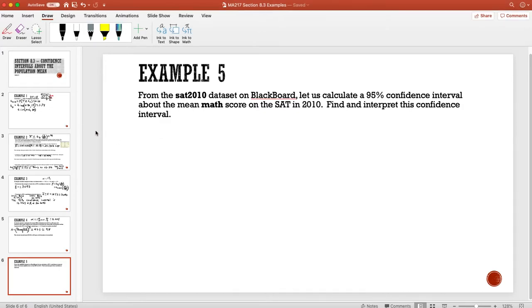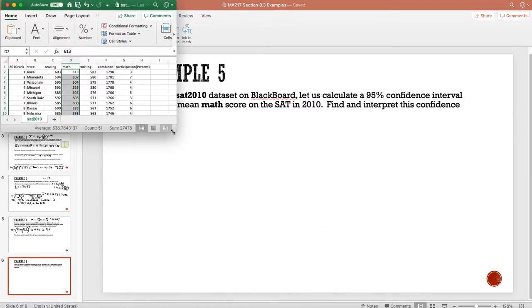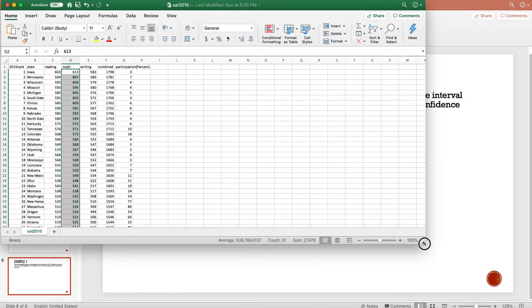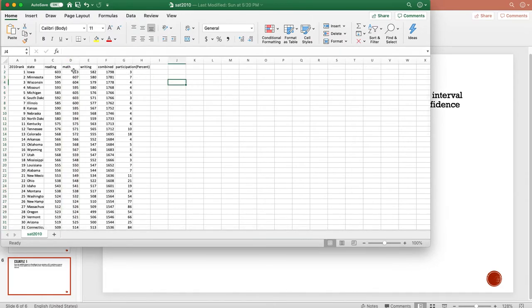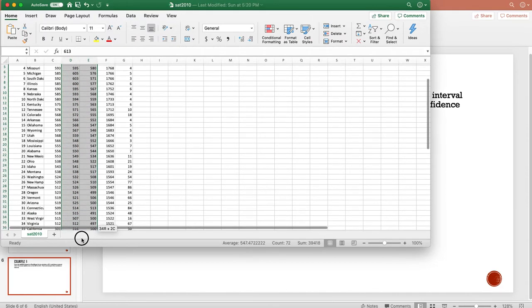From the 2010 dataset, let us calculate the SAT 2010 dataset. Let us calculate a 95% confidence interval about the mean math score on the SAT in 2010. And we want to find and interpret this confidence interval. So this SAT 2010 data set is this. And we want this SAT math section right here.